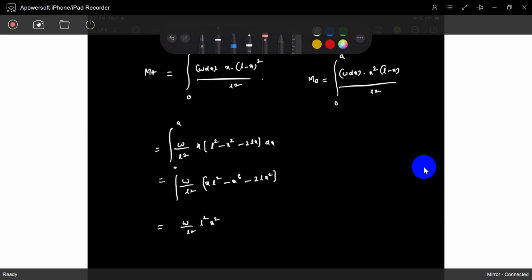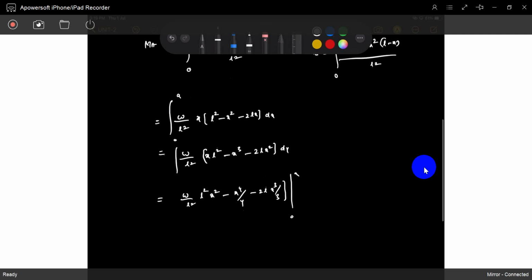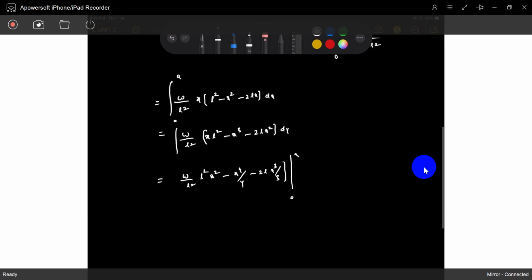L square x square. Understood? L square x square, this is dx. So x power 4 by 4, 2L x cube by 3. That's it, from 0 to A. So mention 0. If you mention 0, everything has an x term, so everything is 0. So directly put A.